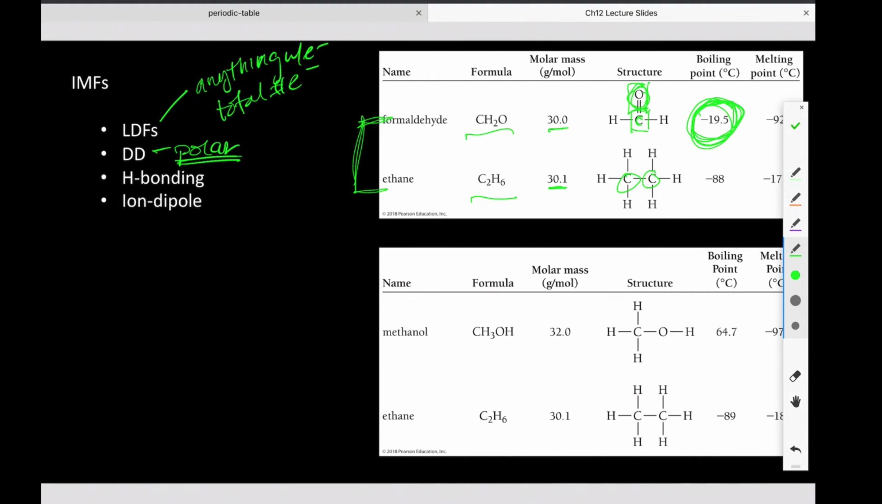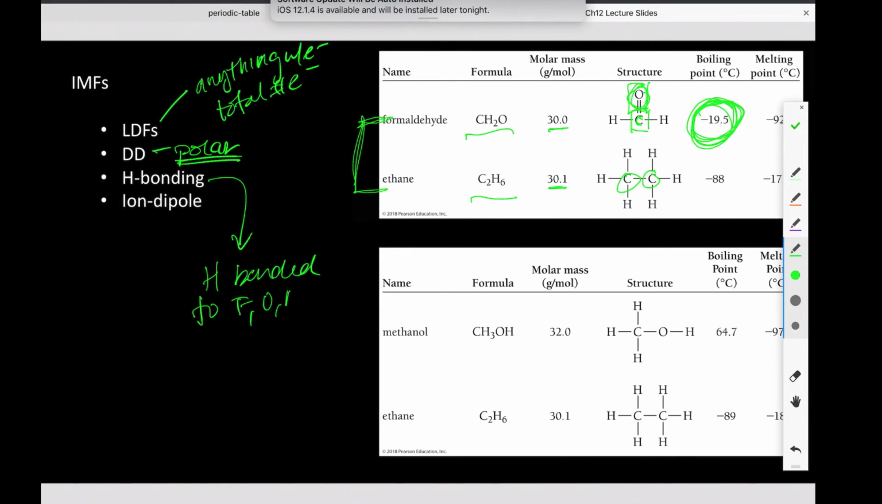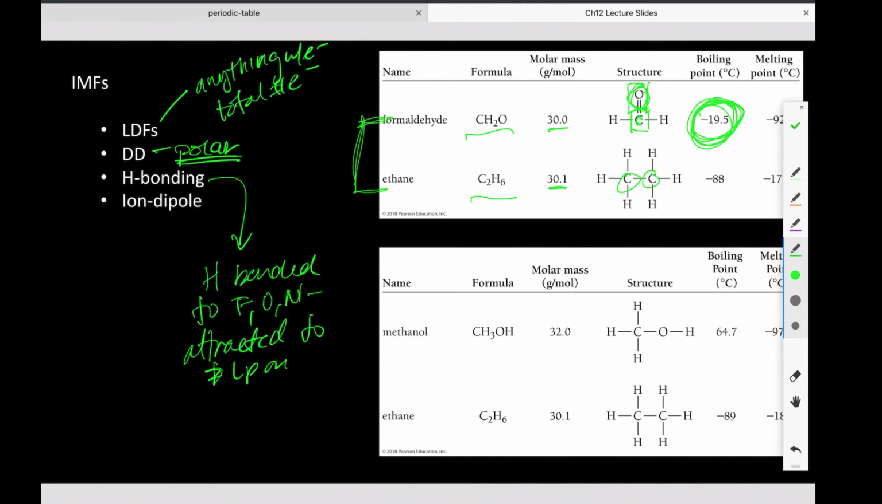Then that brings us also to hydrogen bonding, which is very specific, right? We have to have a hydrogen bonded to an F, O, or N, okay? Must meet that criteria. And then it is attracted to lone pairs on neighboring F, O, or Ns, right? So it must meet that whole definition to qualify for hydrogen bonding, okay? H bonded to F, O, or N and attracted to lone pairs on neighboring F, O, or Ns, okay?